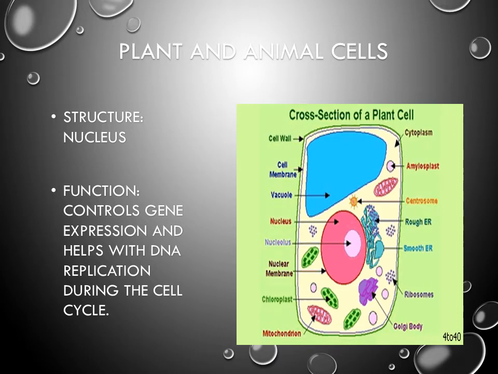The function of the nucleus is that it controls gene expression and it helps with DNA replication during the cell cycle. So in just a few weeks, we're going to learn about mitosis, which is one of the different types of ways that cells reproduce and make more cells. In that, the main important structure is the nucleus, because the nucleus has inside of it the nucleolus, and it also has chromosomes. The chromosomes are not in this diagram, but they are in your cell book.